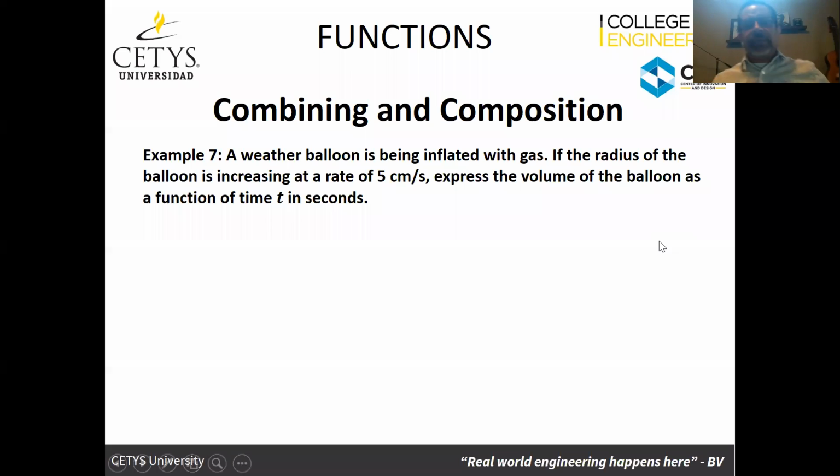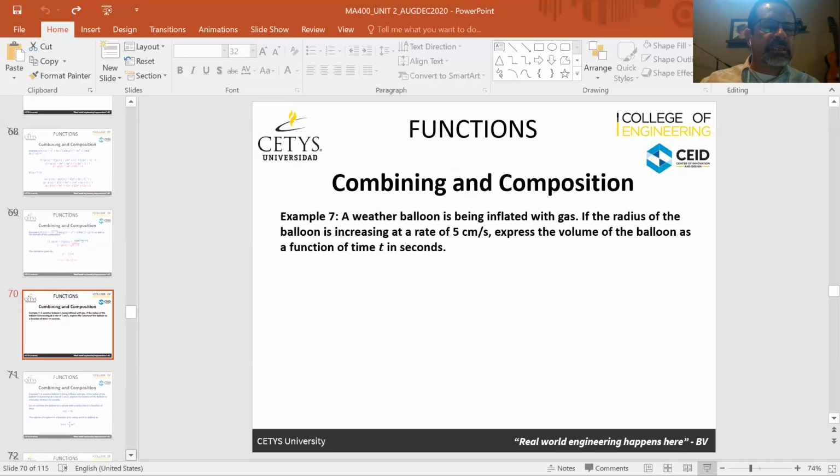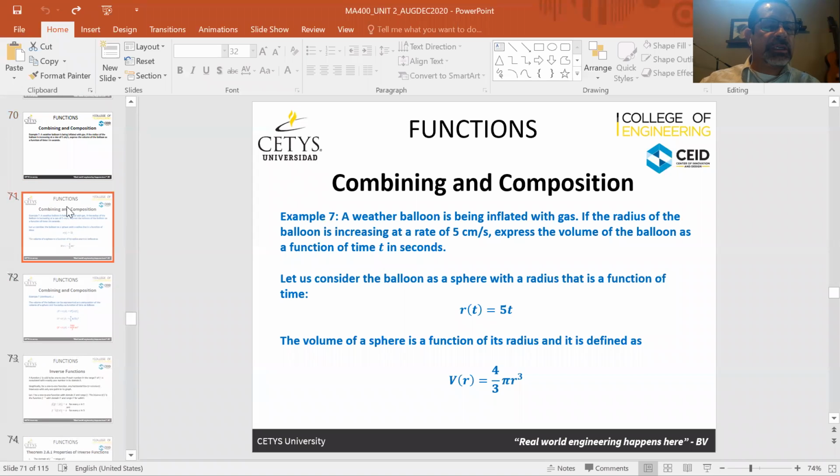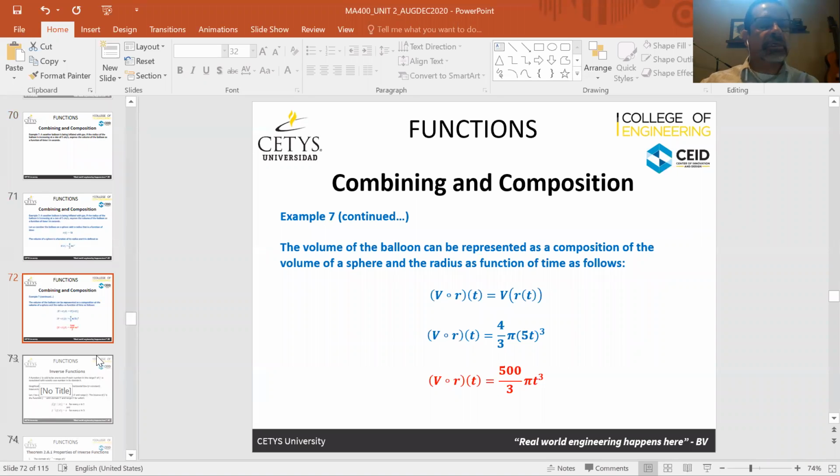It says a weather balloon is being inflated with gas. The radius of the balloon is increasing at a rate of 5 centimeters per second. Express the volume of the balloon as a function of time t in seconds. And so this is an example as to how we can do composition using different functions. I'm just going to go through this example just so you can have an example as to how this composition is applied. Let me just unhide a couple of slides here. There we go.